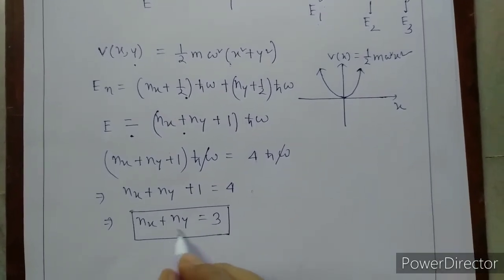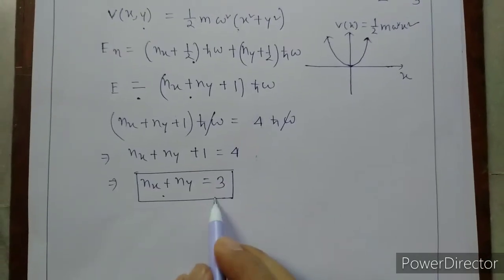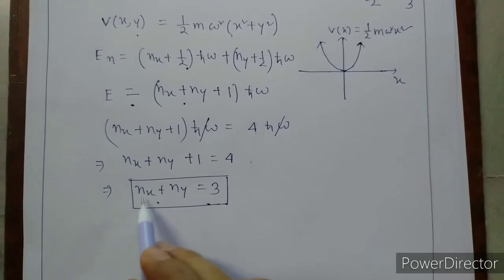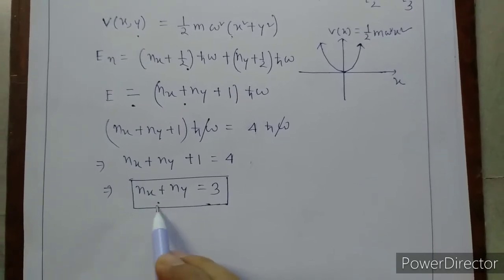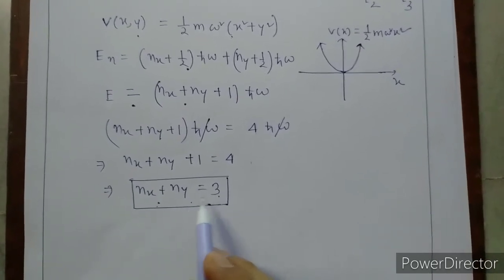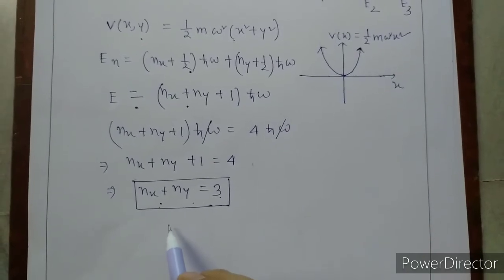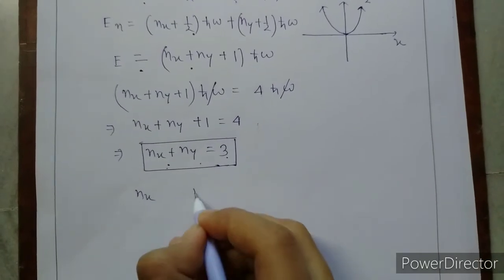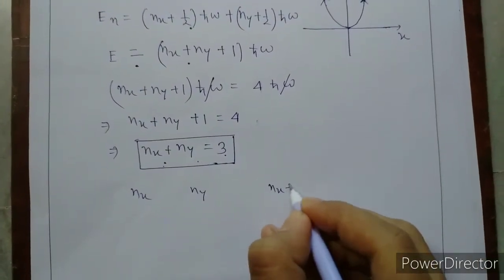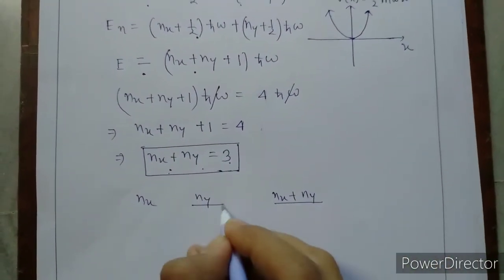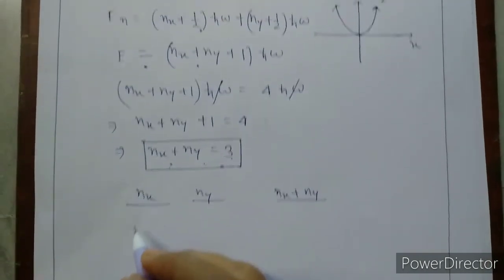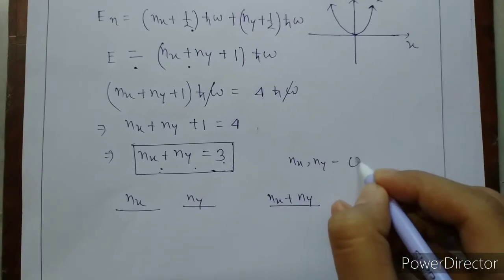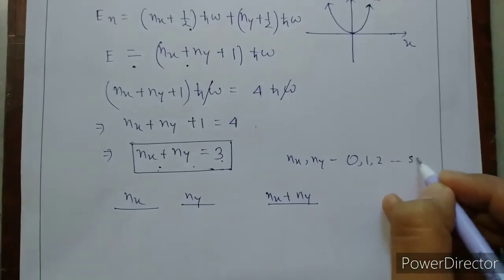So we get a relation between nx and ny. Now we find the number of ways we get nx plus ny equals 3, and this number of ways is the degeneracy. Okay, so nx and ny can take values 0, 1, 2 and so on.